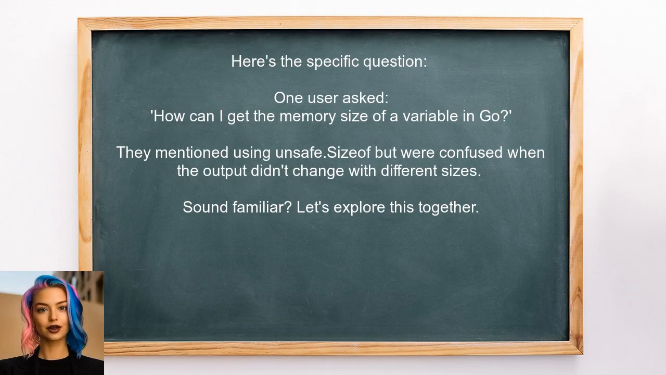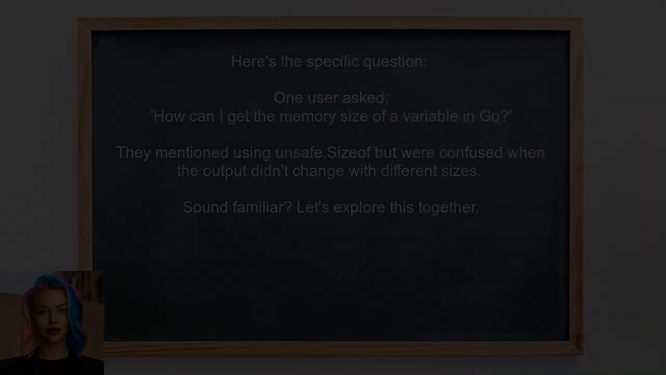Let's take a look at the specific question that sparked this discussion. One user wrote in asking, "How can I get the memory size of a variable in Go?" They mentioned using unsafe.Sizeof, but were confused when the output didn't change with different sizes. Sound familiar? Let's explore this together.